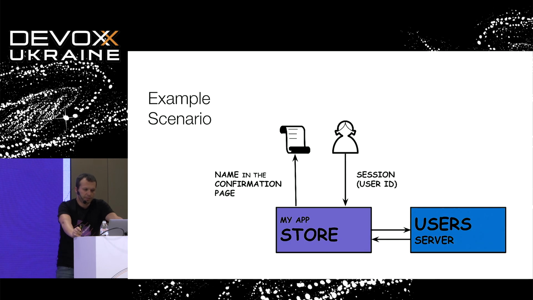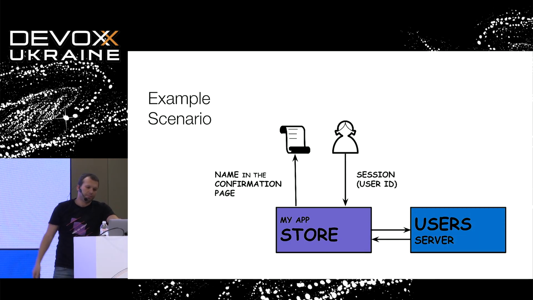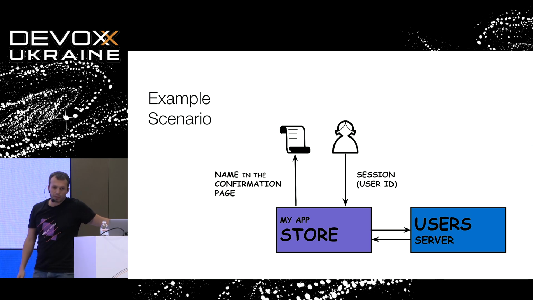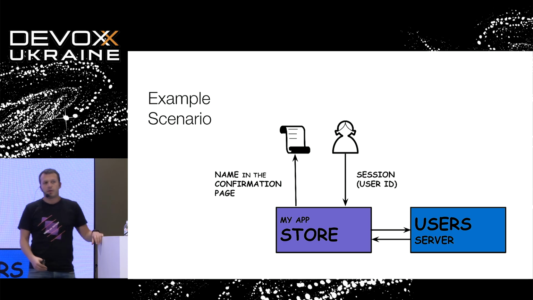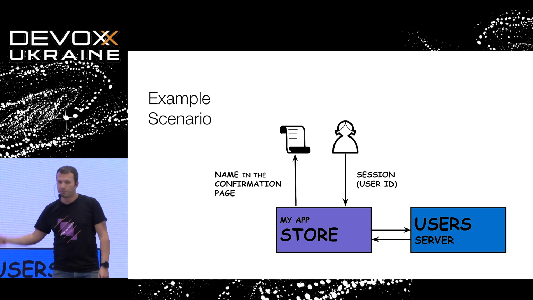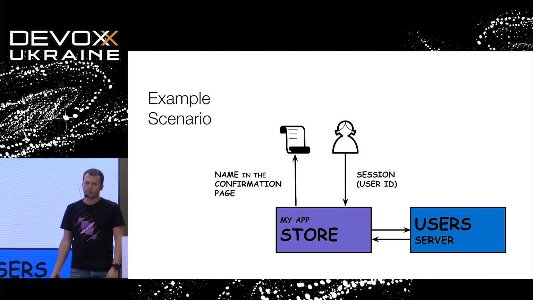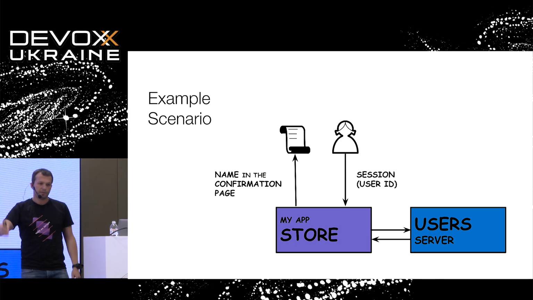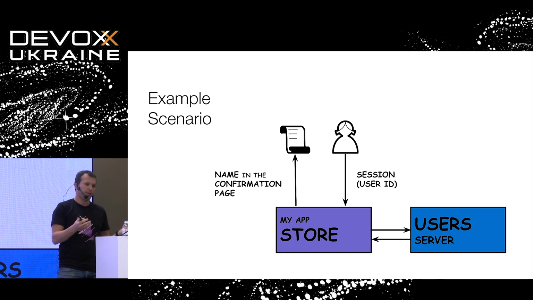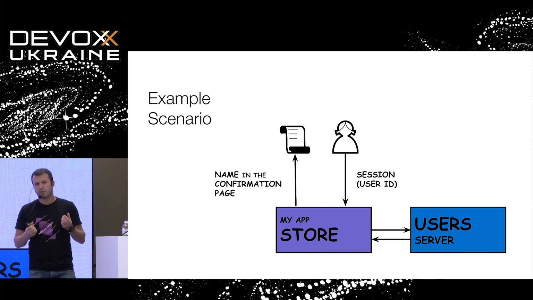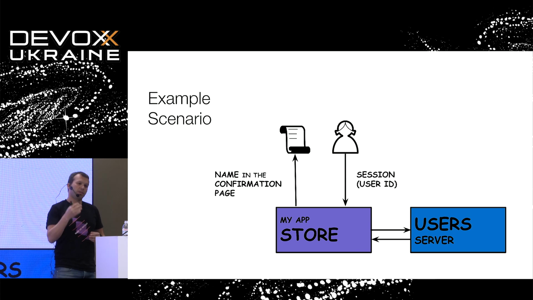And to understand it easier, I have this imaginary simplified example. Okay, so let's assume that we are developing a store application. There is a basic business flow here. The user comes to the application with his session that includes the user ID, adds an item to the cart, clicks purchase, and then the user should see the confirmation page.